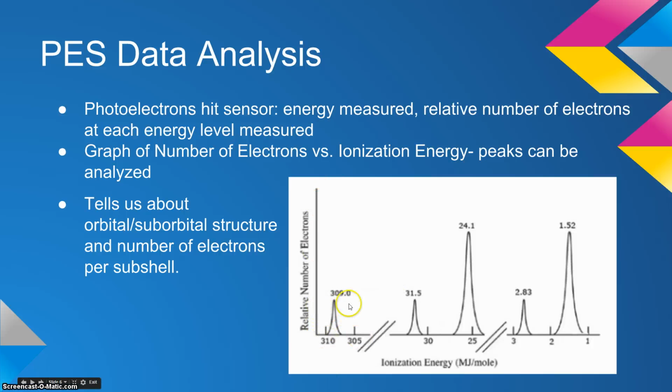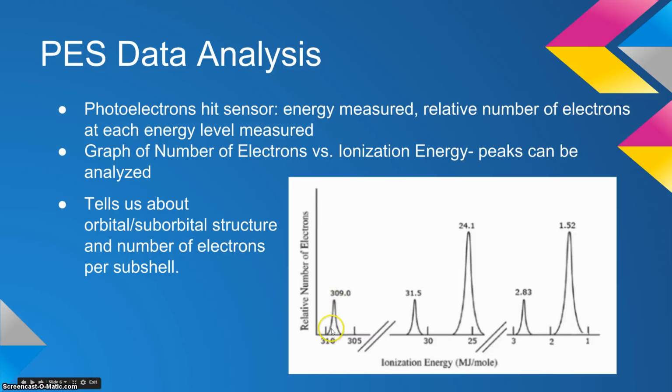And what we see here to begin with is an orbital that is going to have a very high ionization energy. In fact, the most compared to all the other peaks, which suggests that this is the core electron, as that is where the electrostatic attraction is going to be greatest.